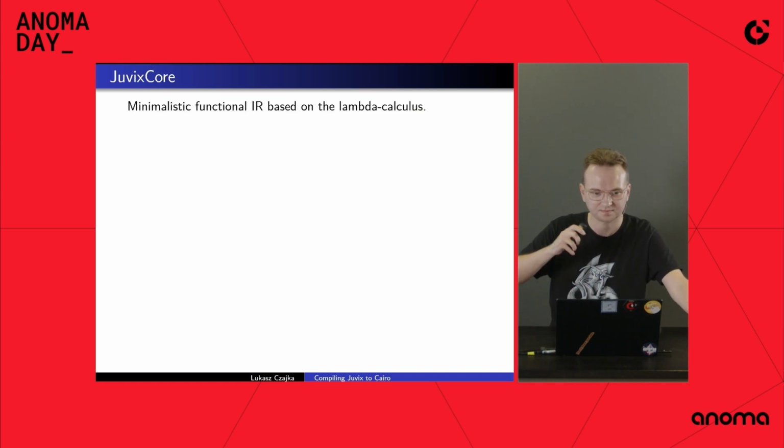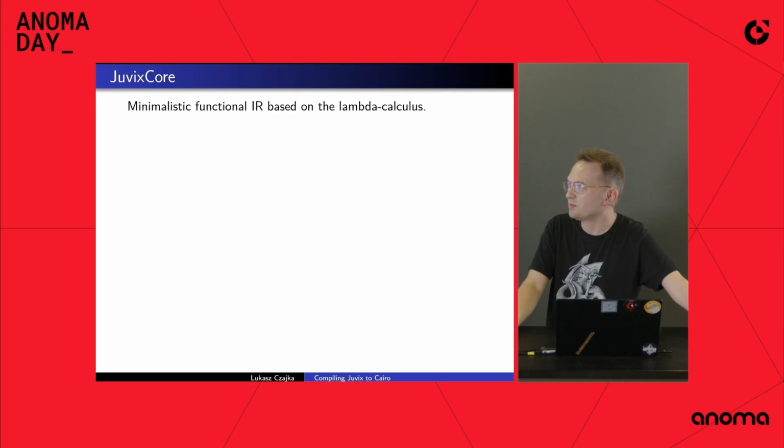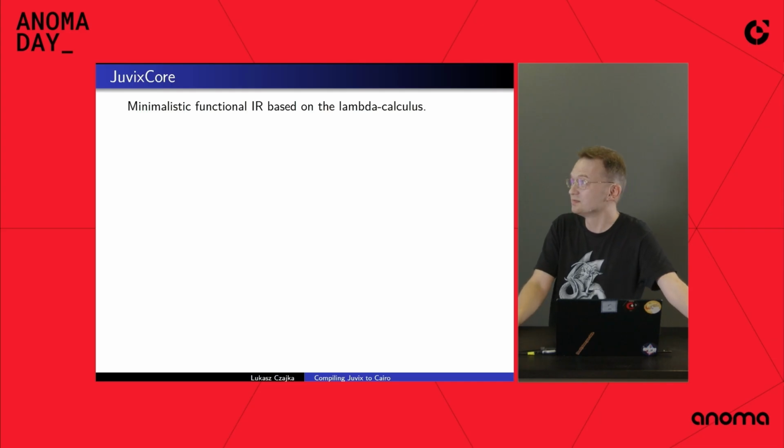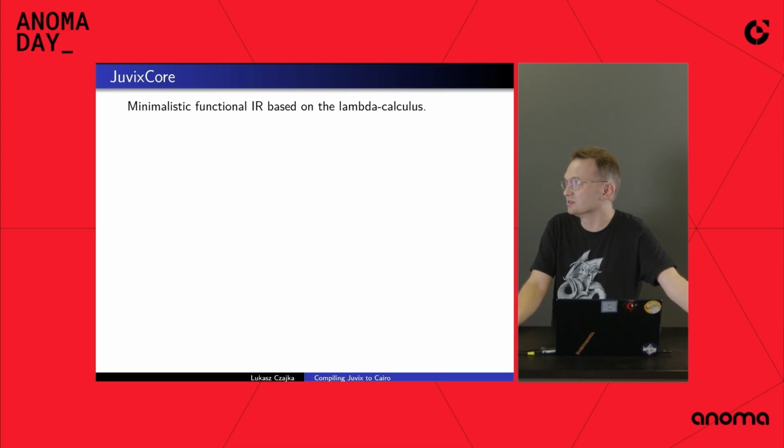All right. And I will now very briefly talk about those different intermediate representations. I have quite a few things on the slides. Perhaps I will skip a bit of them. So first, the Juvix core. Juvix core is a minimalistic functional intermediate representation based on the lambda calculus. That's what Juvix programs desugar to after type checking.